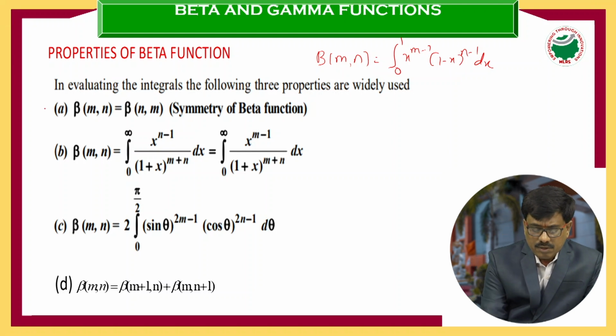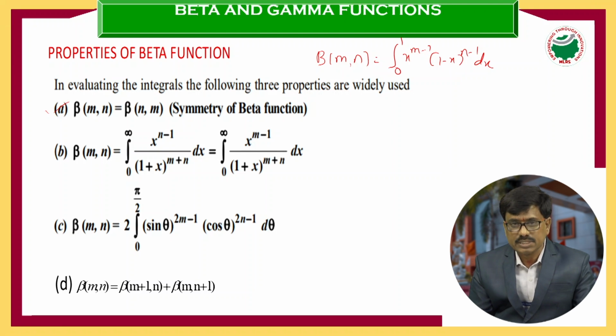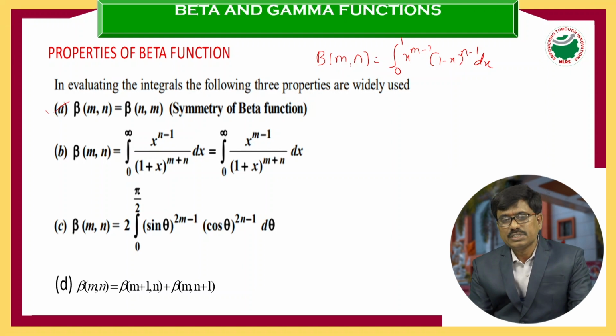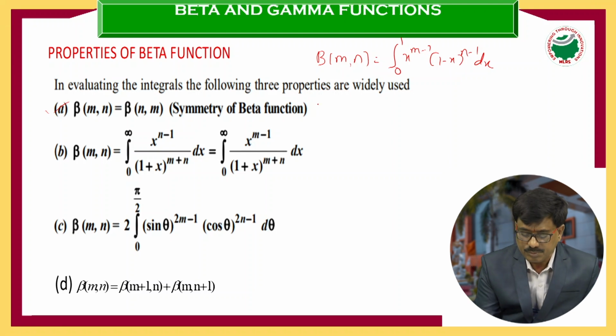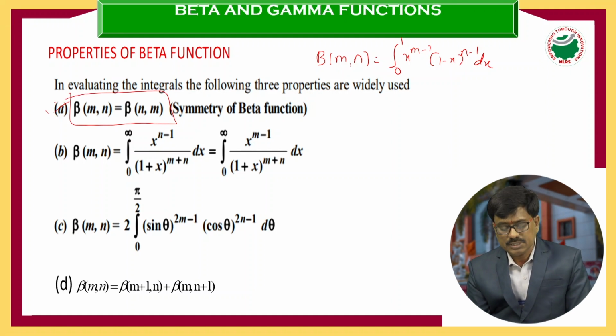Let me talk about the first property of the beta function. Because we must have an idea about the properties, we can apply them to solve complex integral functions. Beta of m comma n is equal to beta of n comma m. This is called the symmetric property. Symmetric means that if you interchange the m value and the n value, the result will be the same.